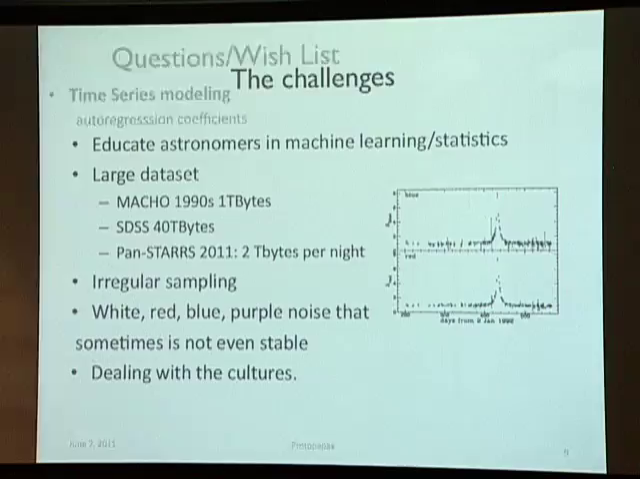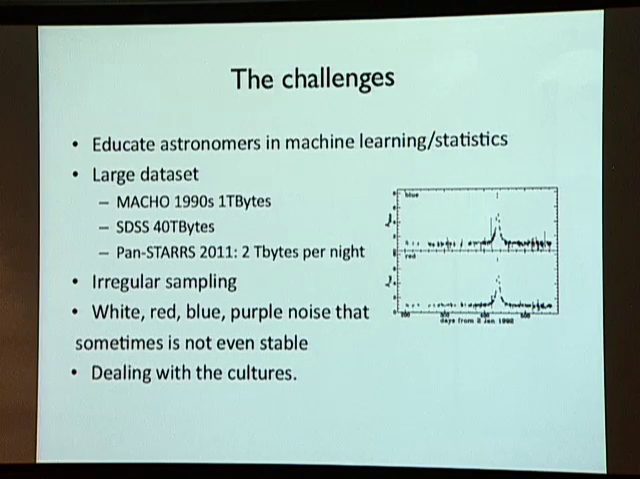So the challenges. Well, we have to educate astronomers in machine learning and statistics. Okay, we've been doing that. Myself, self-taught. Then the large data sets: the MACHO data in the 90s was 1 terabyte. Sloan was 40 terabytes. Pan-STARRS is 2 terabytes per night, and LSST is going to be even bigger. So the data rate is increasing. I don't know if we can catch up. In the time domain, irregular sampling is an issue because we don't take data at regular samples most of the time. My data, actually, some of the time is pretty good. But if you see supernova data, there's data, then nothing, then another color. So most of the algorithms don't assume that.